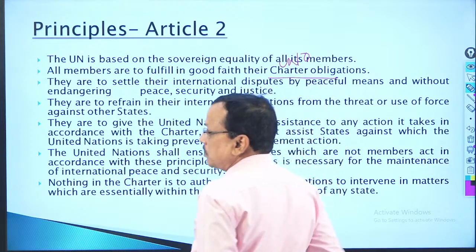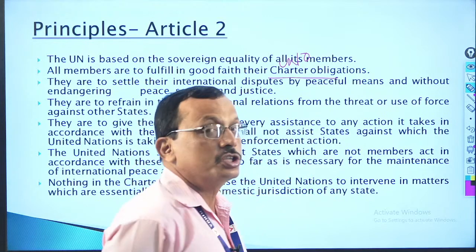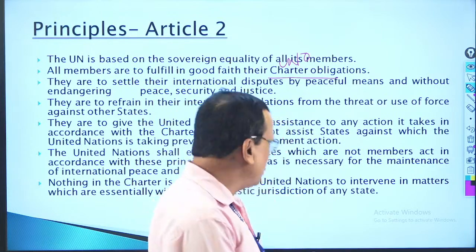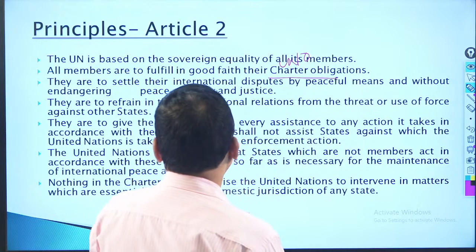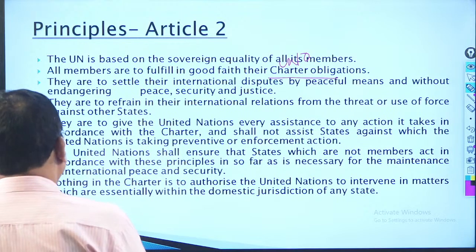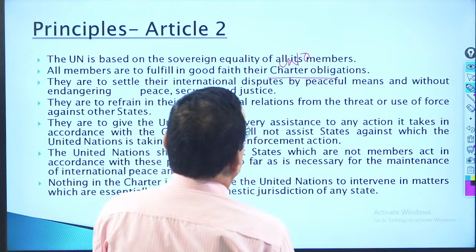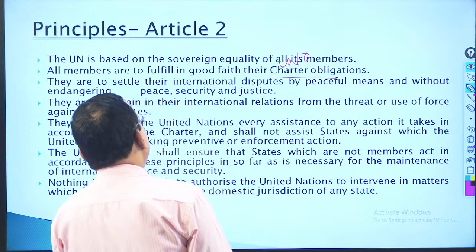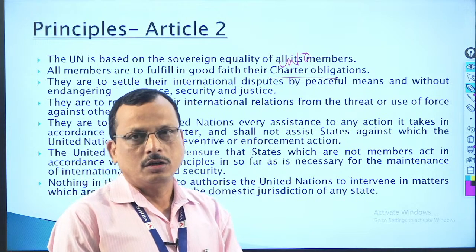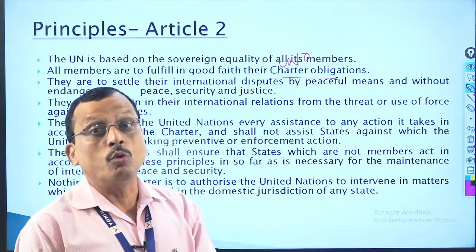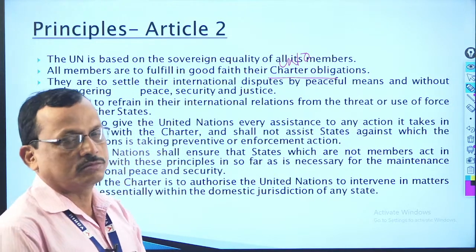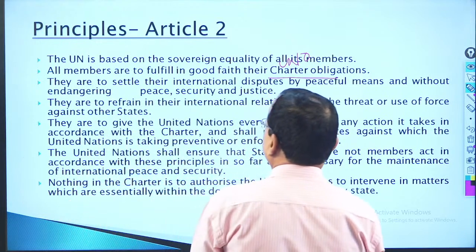Okay, as I told, the UN charter means the bylaw or its constitution of the United Nations. So what is the principle? All members are to fulfill in good faith their charter obligations. What obligations have been said by the United Nations Charter must be fulfilled by each and every country in good faith, neither under compulsion nor under allurement, but out of their own conviction that yes, this is good for us, let's follow it in good faith.